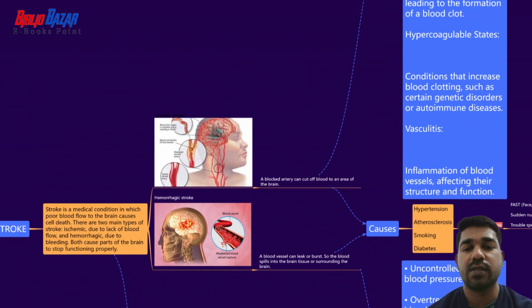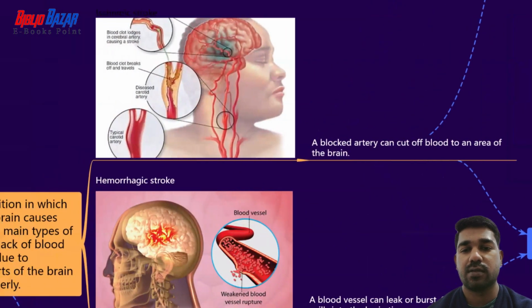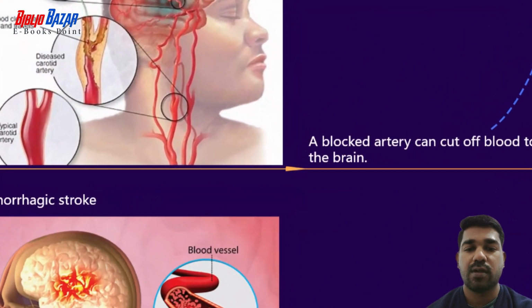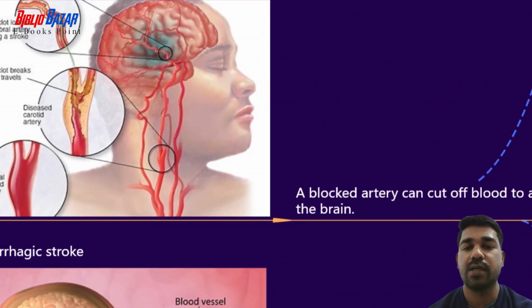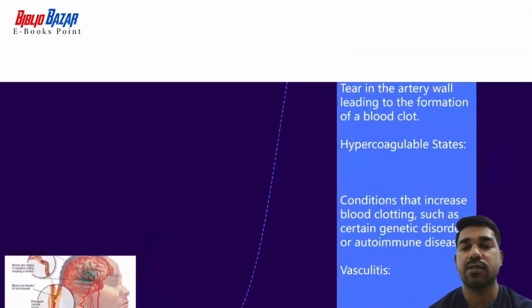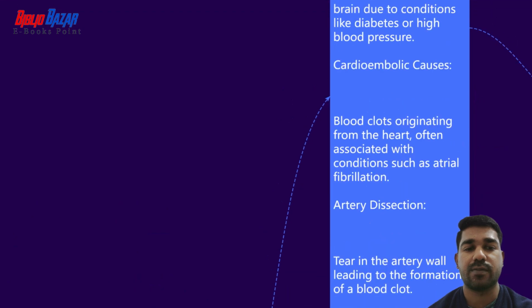Next, we will start with ischemic stroke. Ischemic stroke is when a blocked artery cuts off the blood supply to the brain, so the brain tissue loses blood supply and this causes stroke.